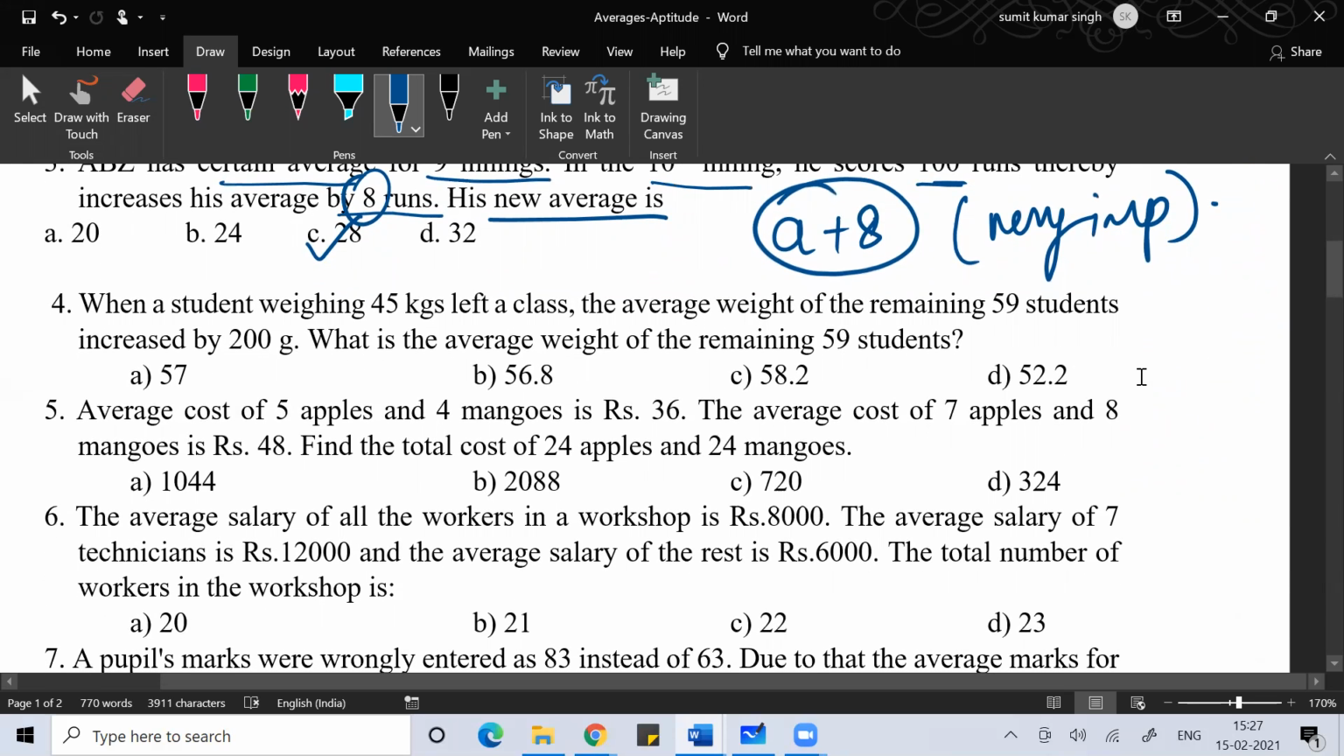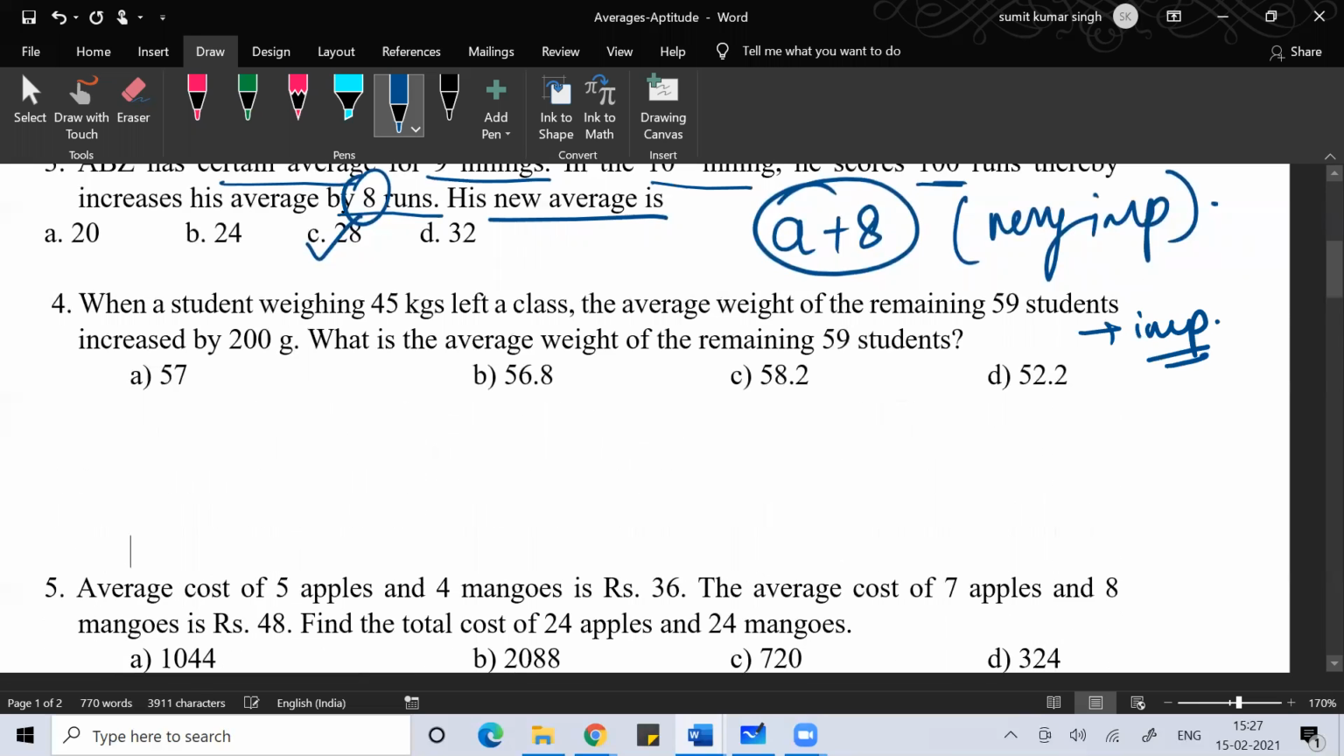You can see question number 4. When a student weighing 45 kg left the class, the average weight of remaining 59 students increased by 200 gram. What is the average weight of remaining 59 students? So this is the question. Again, very important question from the exam point of view. This chapter is not at all difficult. You can solve the question very easily by using your basic knowledge.